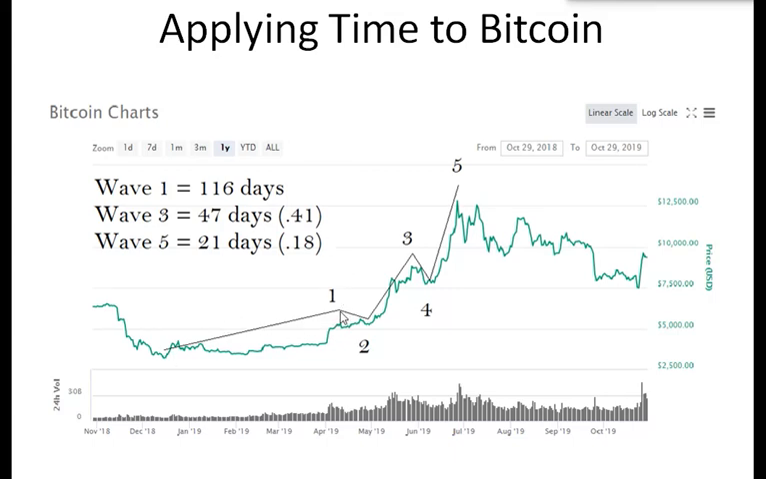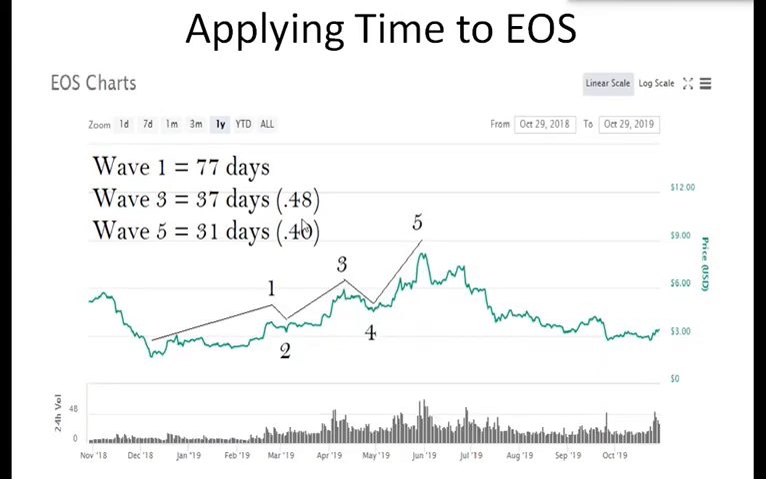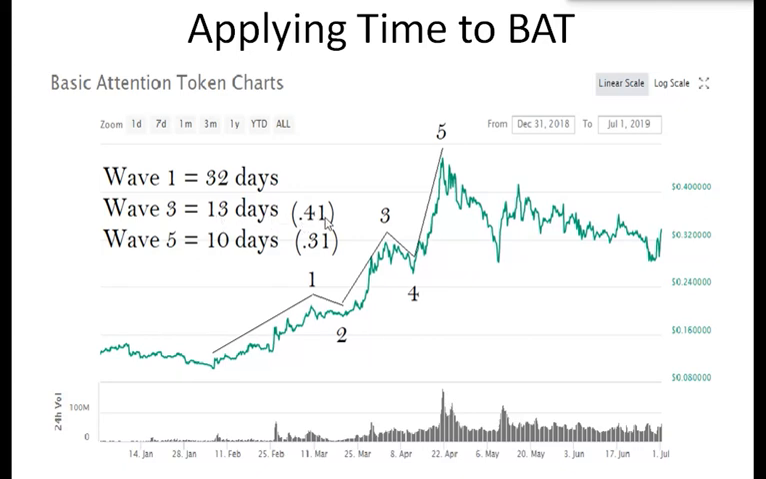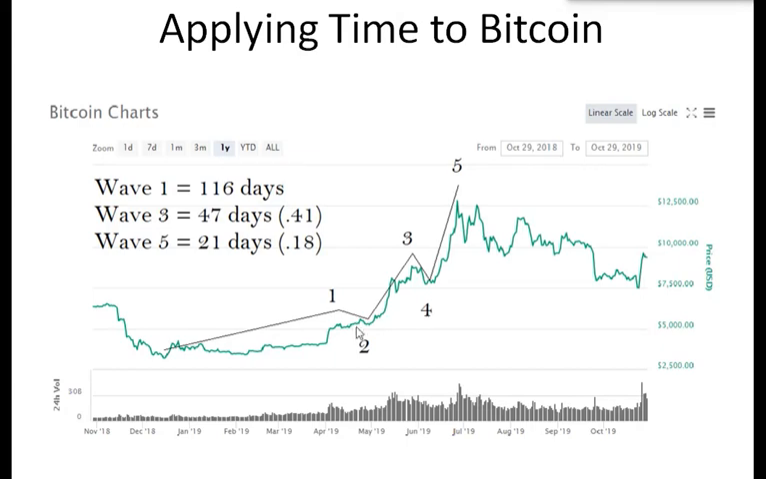So that was the wave 1. The wave 3 was about 47 days, lasting about 41% of the time of the wave 1. Now, if you notice here, this was pretty similar to BAT token. The wave 3 was about 41% of the time. And so then we go into a wave 4. Then the 5 was like a lightning bolt lasting 21 days. The wave 5 in Bitcoin was lightning fast.